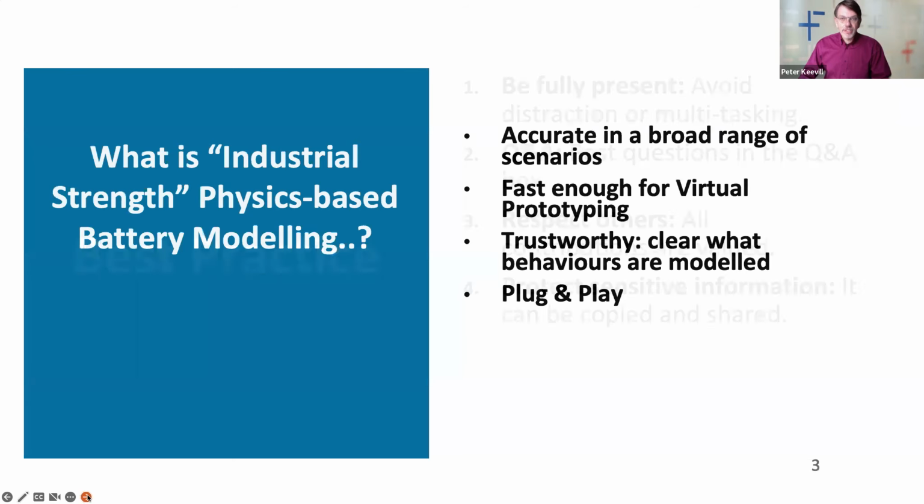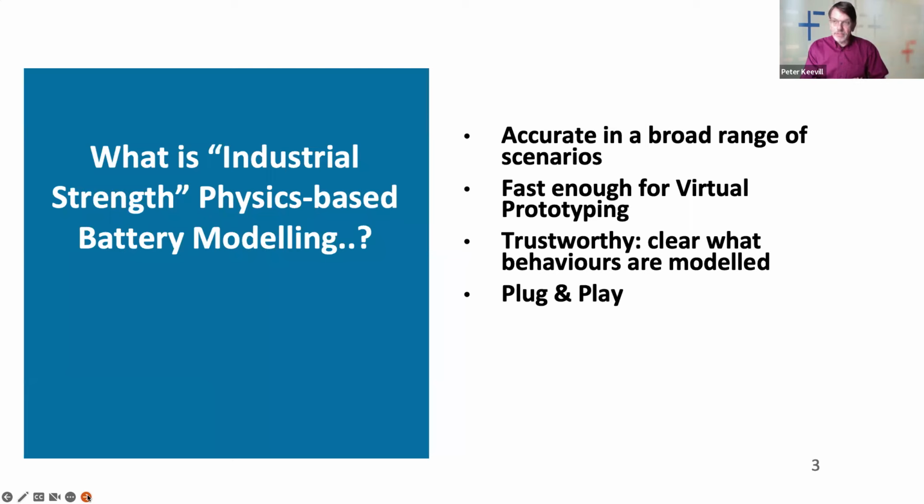So I feel obliged to explain the title. So what is "industrial strength physics-based battery modeling"? It's in quotes, which immediately attracts some suspicion. So to answer that, I need to wind back about a year to when I first started working on battery modeling.